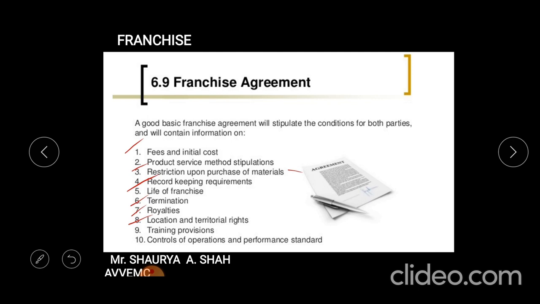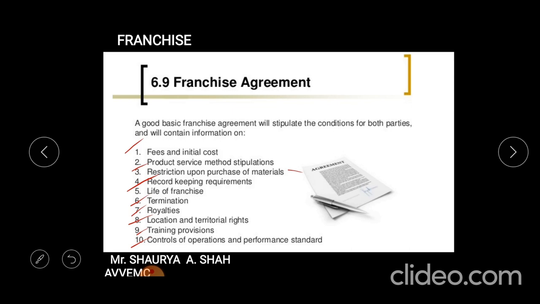Training provisions. What will be the training provisions for the employees that you need to study. Controls of operations and performance standards, right? What will be the control of operations, what will be the performance standards for the employees, for the franchisee, and how much reward is to be received back. Everything is decided in the franchise agreement.